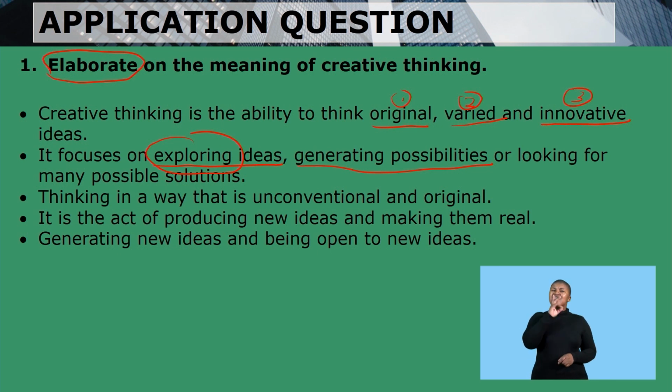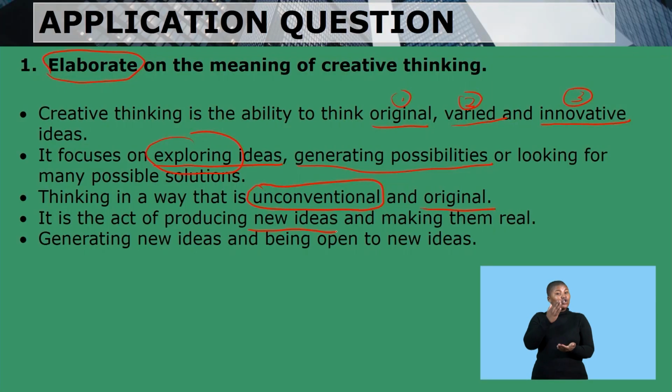looking for many possible solutions, because you believe that as a business person, you are solving problems by coming up with the product that the community actually needs, making the products easily accessible to them. And how do you do that? You need to think creatively. You need to think innovatively. That is the word that you're going to use to say, I'm thinking innovatively. I'm thinking original. Thinking in a way that is unconventional. The opposite of unconventional is conventional. So thinking in a way that is unconventional and yet original.